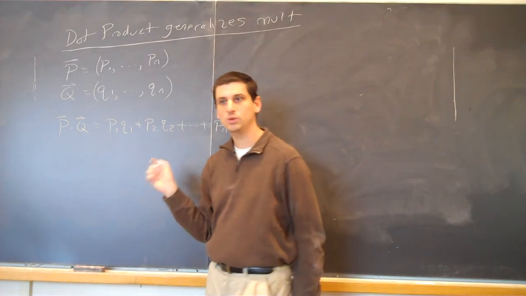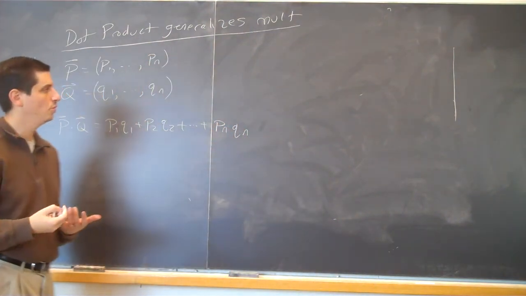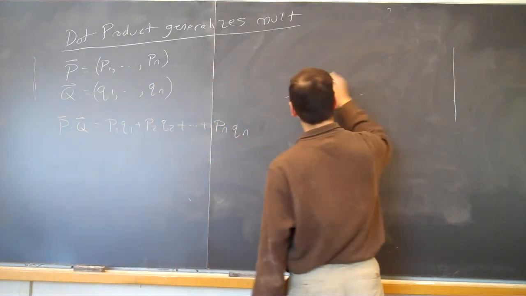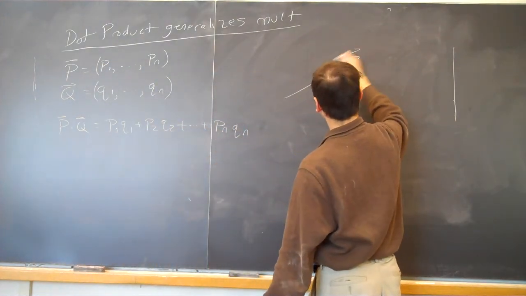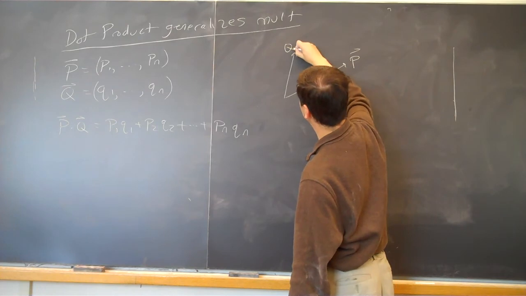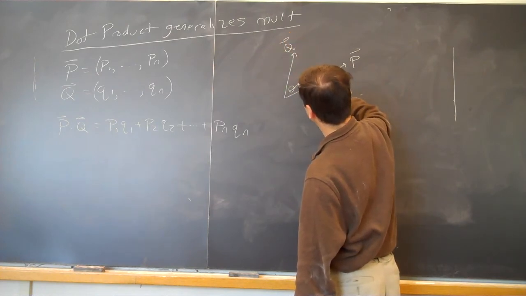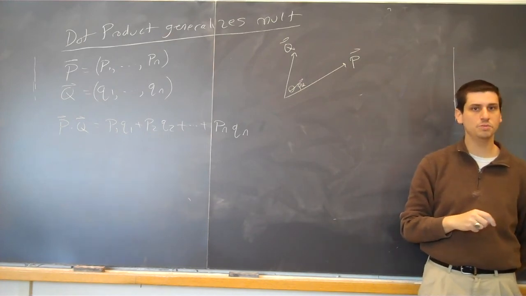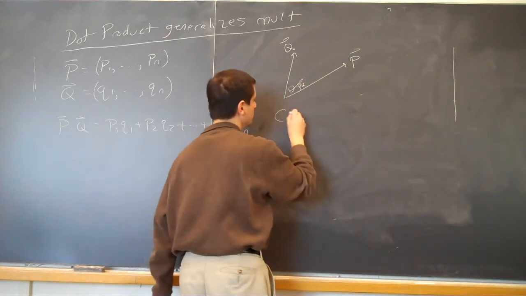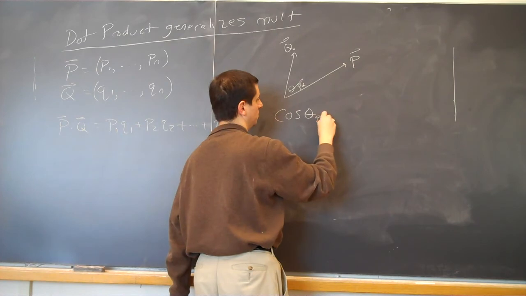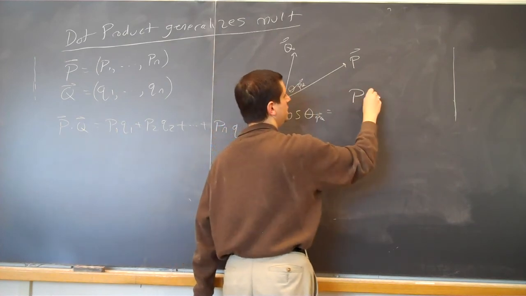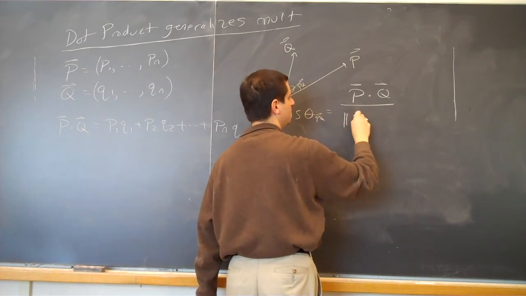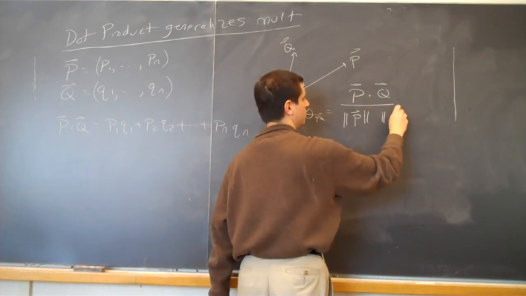I will explain the following theorem, why it's true, on Wednesday's class. I'm going to just state it now. So imagine this is P, imagine this is Q, and let this angle be the angle between P and Q. Then we have the following beautiful result. The cosine of this angle is P dotted with Q over the length of P times the length of Q.